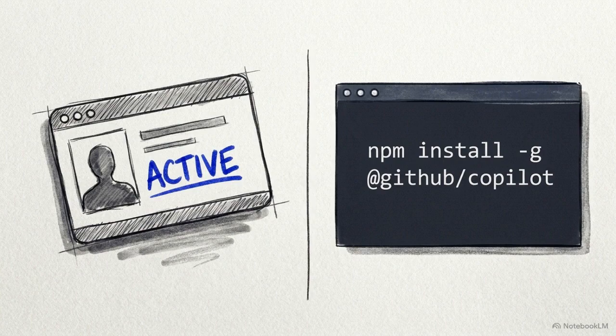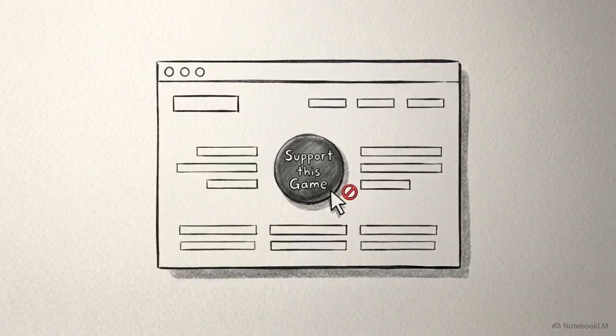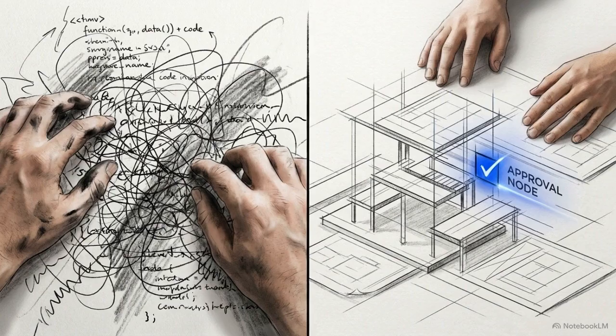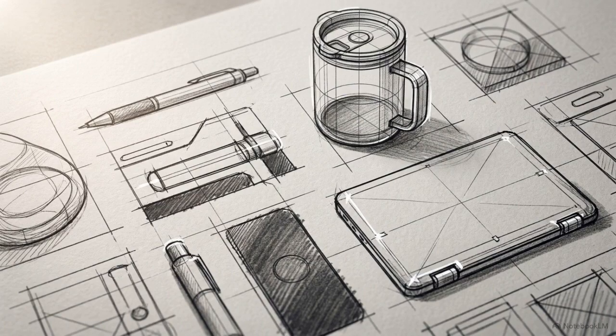To follow along, you need an active GitHub Copilot license and the CLI tool installed globally via NPM. We'll start with a common scenario: a web application where the Support This Game button is visible but provides no response when clicked. Mastering this loop changes your role from manually writing every line of syntax to managing the automated processes that generate them. Before generating any code, we have to define the scope.